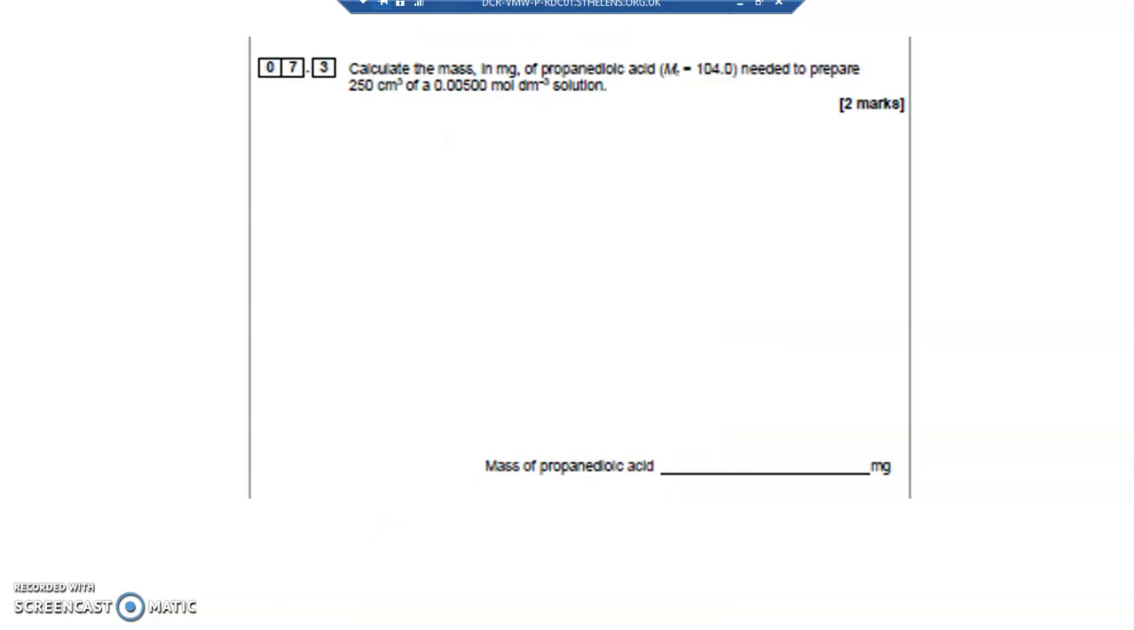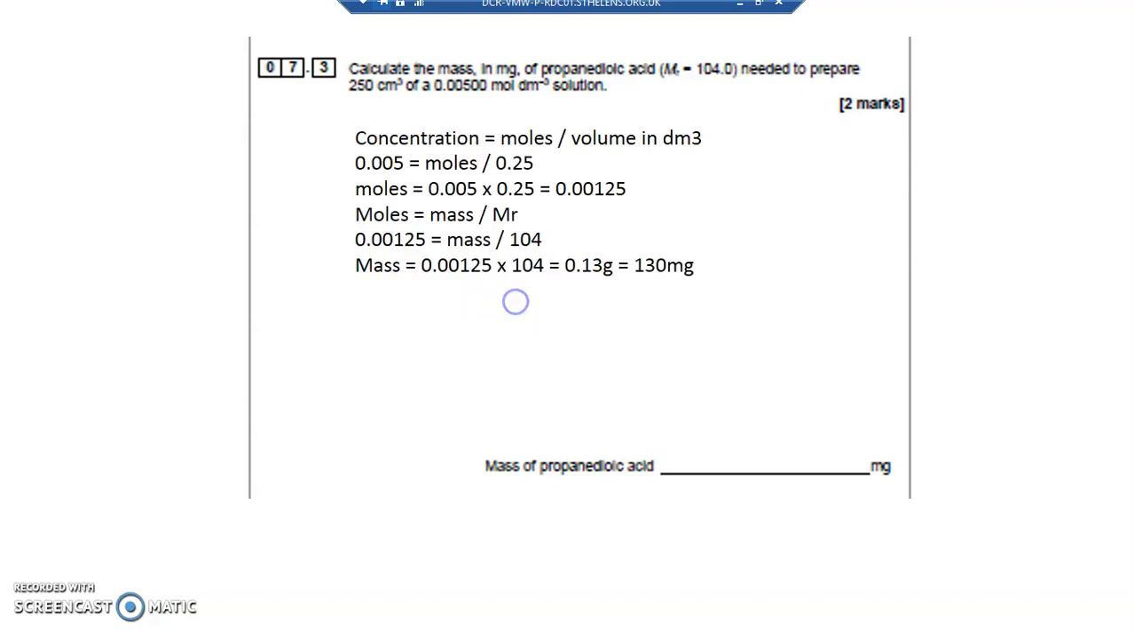Calculate the mass in milligrams of propane dioic acid, MR, relative formula mass of 104.0, need to prepare 250 centimetre cubed of a 0.00500 mole per decimetre cube solution. So what have you got? You've got a volume and a concentration. So the volume and the concentration you can use to work out moles. So concentration is moles divided by volume. Remember, your volume's got to be in decimetre cubed.